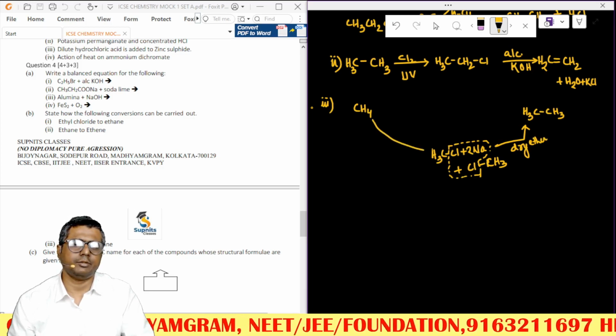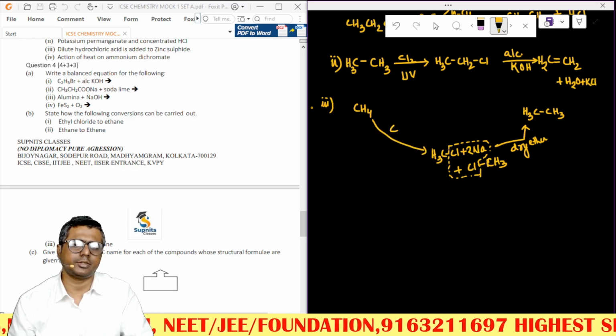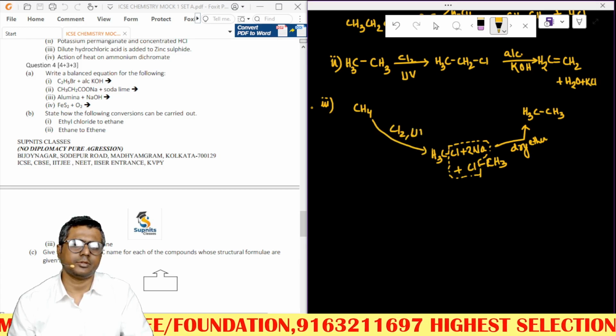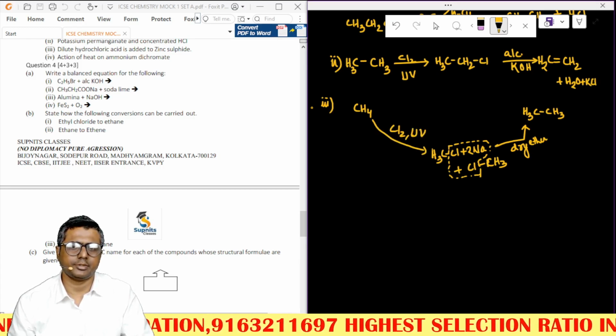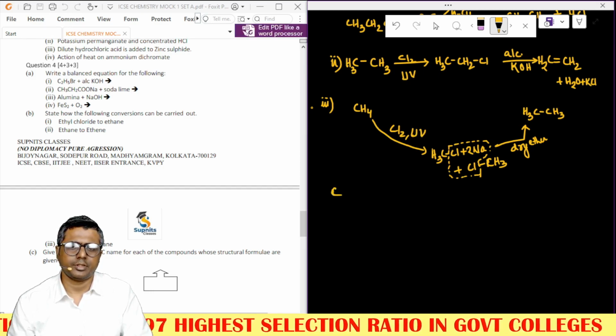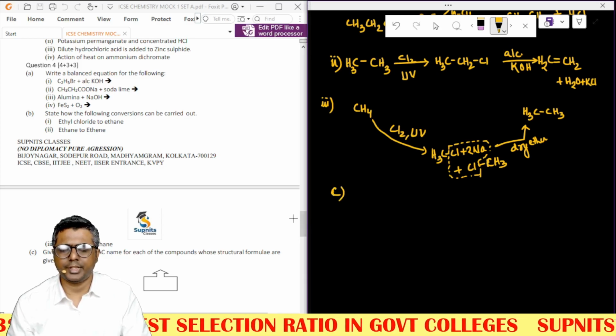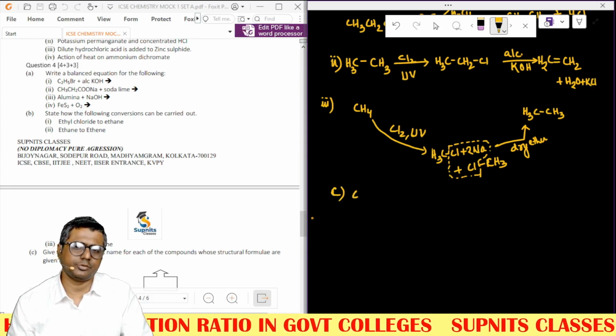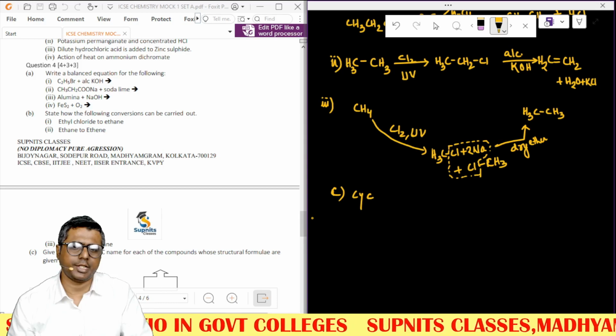And from here how will you get this CH3Cl? Cl2 UV, done in class. Number 3 is also done. Number C, IUPAC names. This one, first one is one super easy IUPAC name has been given, cyclohexane.